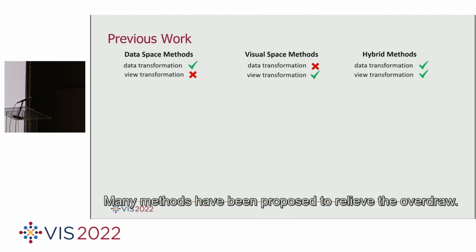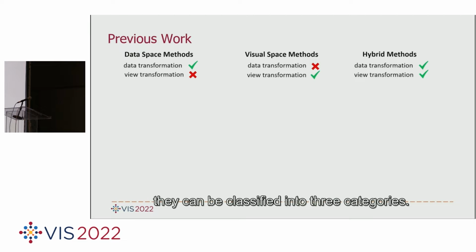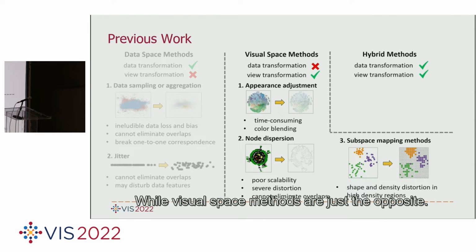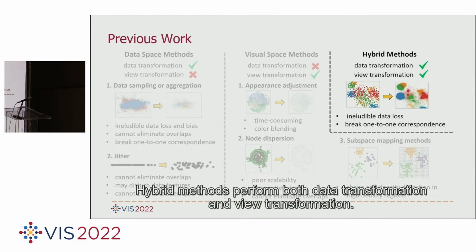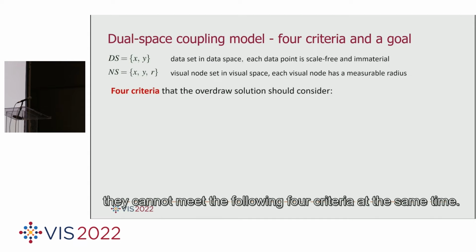Many methods have been proposed to relieve the overdraw. Depending on the space where the core operation is performed, they can be classified into three categories. Data space methods simply focus on data operation and completely ignore the visual units, while visual space methods are just the opposite. Hybrid methods perform both data transformation and view transformation. Although the previous methods can alleviate the overdraw, they cannot meet the following four criteria at the same time.